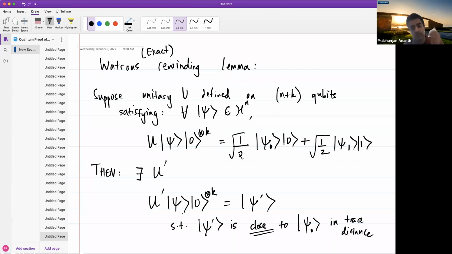I mean, in order to determine how close, you can actually make it arbitrarily close. So in the proof of the lemma, you do many rewindings, and if you want the closeness to be some epsilon, then you need to appropriately adjust the number of rewindings in order to get the particular U prime you want.